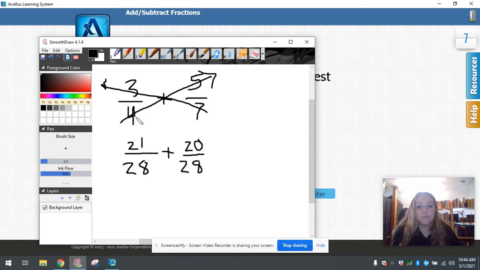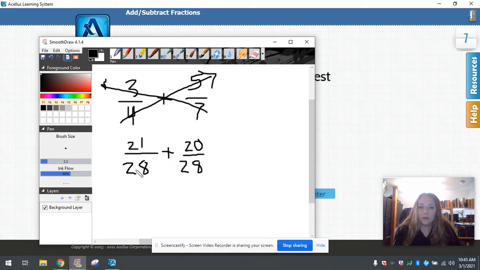So 3/4 is equivalent to 21 out of 28. If you multiplied 4 by 7, you would get 28. And what you do to the bottom, you do to the top. So 3 times 7 would be 21. 5/7 is equal to 20 over 28. If you multiplied 7 times 4, you'd get 28. And what you do to the bottom, you do to the top. So you'd go 5 times 4, and you'd get 20. So that's why these are equivalent.